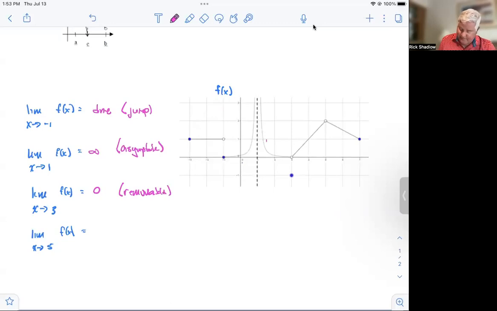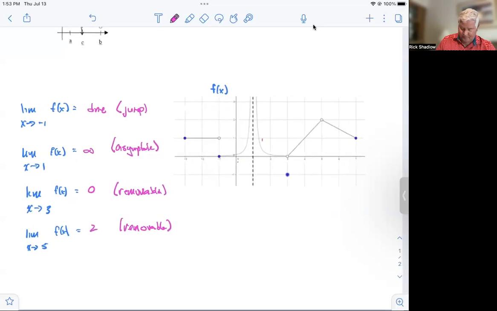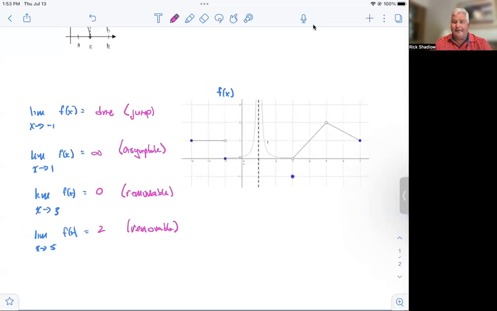And then as x goes to 5, the limit exists, the function does not. Again, the limit appears to be 2, left-hand limit, right-hand limit. And again, the function doesn't exist. So again, it's not continuous. It is a removable discontinuity. I could redefine the function for f of 5 to be 2, and then it would make it continuous. And therefore, again, it's a removable discontinuity. So hopefully that will clear up a few things about continuity and discontinuities in those notes.